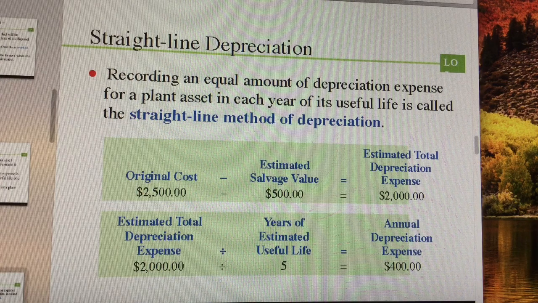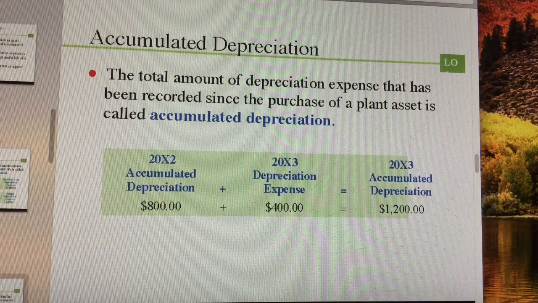So you use the annual depreciation in order to actually calculate year after year how much you're going to be writing off. The total amount of depreciation expense, that's going to be your accumulated depreciation. So you're going to calculate that for the number of years that you actually own the item. Once it's discarded, then you'll stop depreciating it.